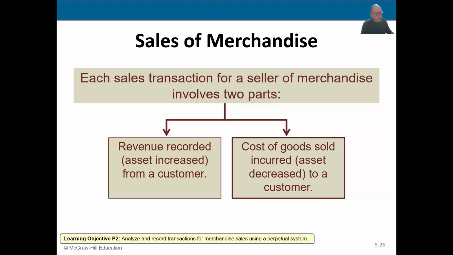But there's another side to that transaction. Obviously, we sold inventory. We have to recognize the fact we sold inventory related to that sale. This goes back to the expense recognition principle. We debit cost of goods sold to recognize the sale of the inventory, and we credit inventory to take the inventory out of the company because we sold it.